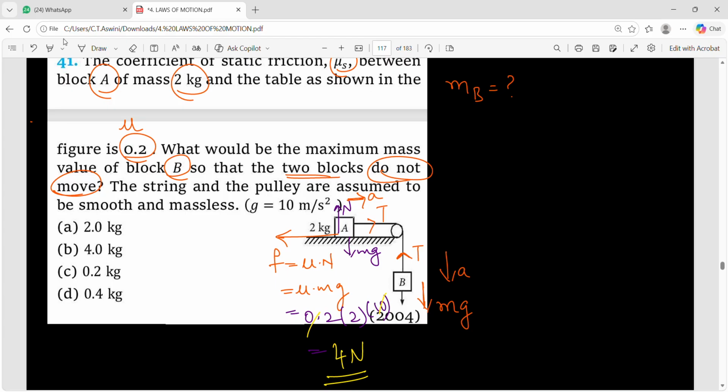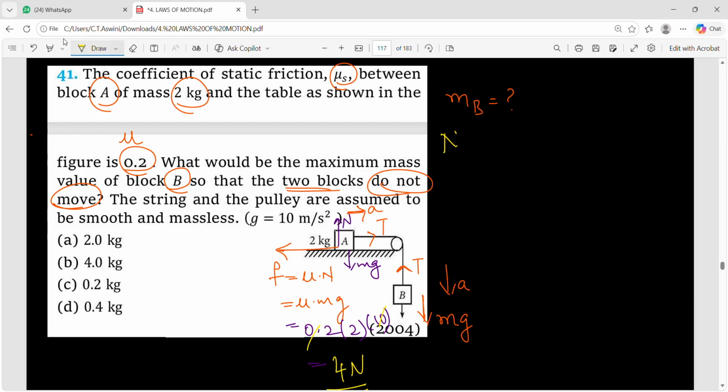Did you understand this? Any difficulty so far? Now let's get back to the condition. The two blocks are not moving. So what is the condition for not moving? The downward force on block B, that is mg, should be equal to the frictional force on block A. If the two opposite forces are equal, then the blocks will not move. This is the condition for not moving, right?